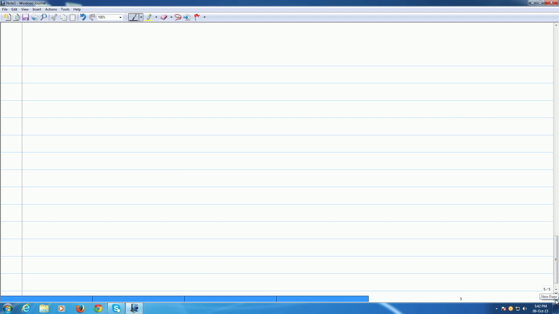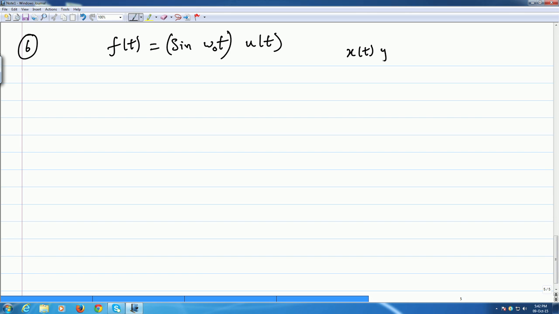Okay. The sixth one is a bit interesting. You have to use a different property. You are given a time domain signal which is sine omega naught t times u of t. Okay. So, there are two signals and you multiply. Okay. So, there is an easy property that we have once again. If x of t and y of t multiply, they Fourier transform to 1 by 2 pi times the convolution of X of omega and Y of omega. Okay. So, this is a property that we will use.